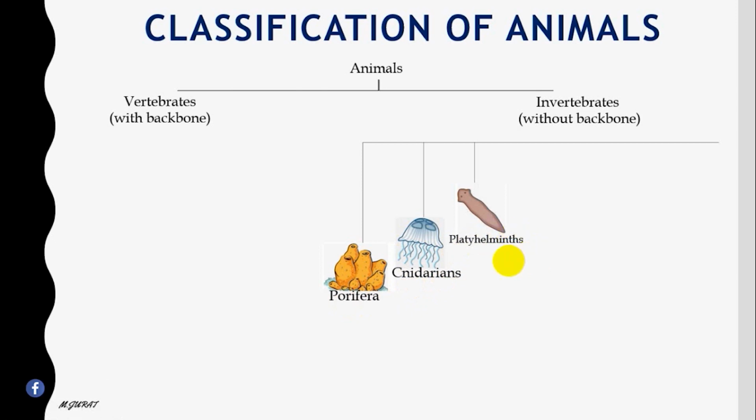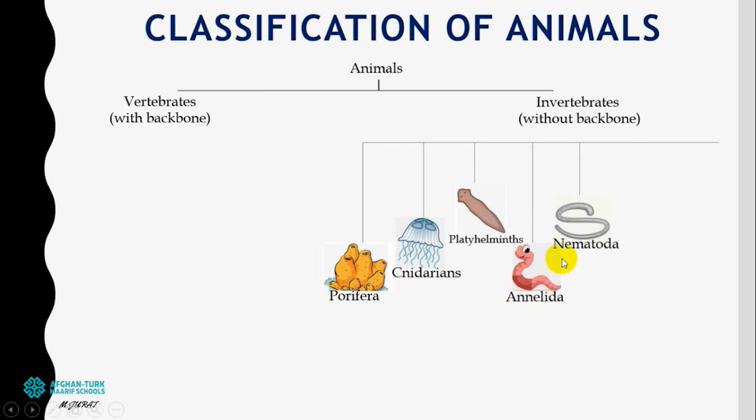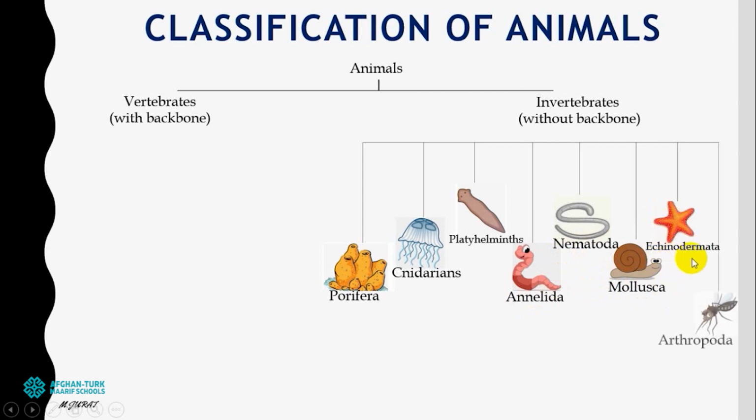flatworm. Some of them are parasitic or can cause different diseases. Annelid or segmented worm, like earthworm. Nematode or circular or cylindrical worms. Some of them also might be parasitic. Mollusk, like snail and slug. Echinoderms, like sea star. And arthropods. Most insects go in that category.